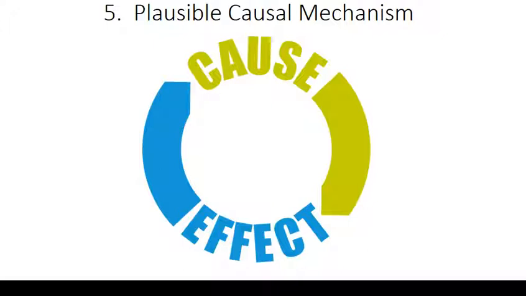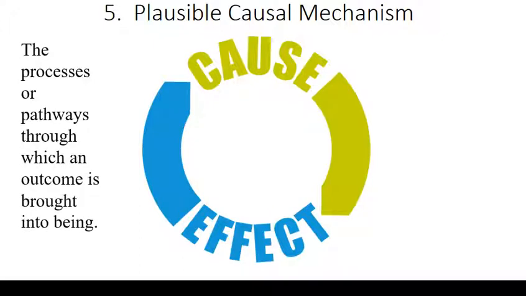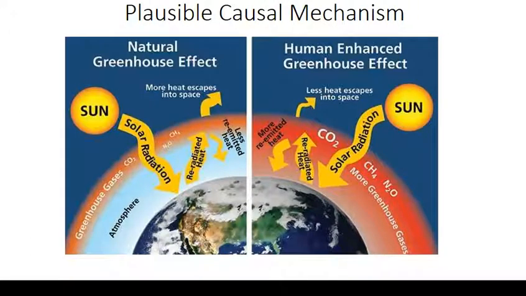Plausible causal mechanism. In establishing any cause and effect relationship, you should be able to explain why the cause produces the effect. You should be able to draw that line between those two variables. So what's that look like if you're to indict CO2 as a cause for global warming? Well, it's pretty simple.